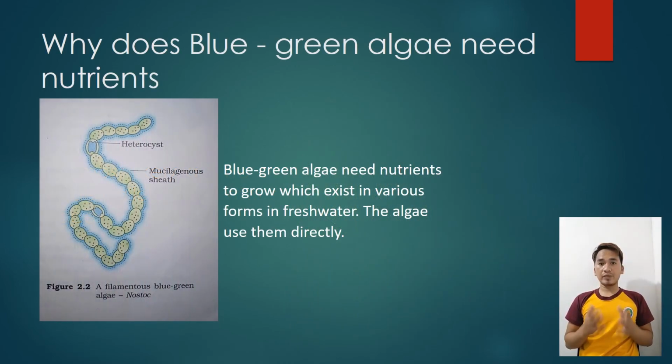Blue-green algae need nutrients to grow, which exist in various forms in fresh water. The algae use them directly. Some species use nutrients from the air and outcompete other phytoplankton when nitrogen compounds in the water are limiting.